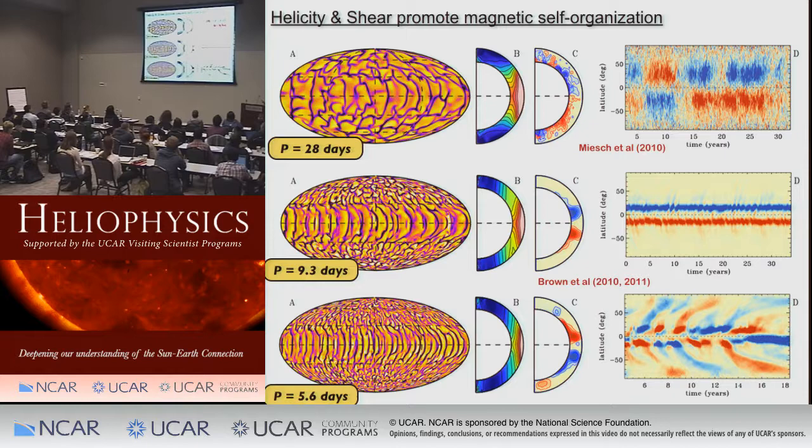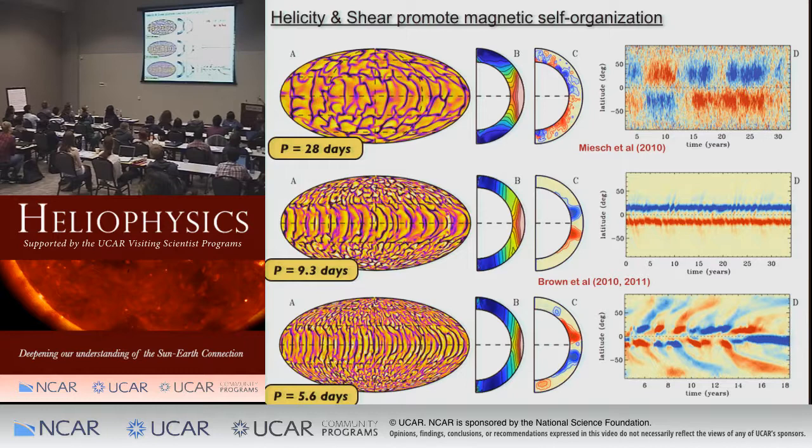This is the mean toroidal field. So they create one sign in the north, another sign in the south. And this is a butterfly diagram, but it's not the radial field at the surface. It's the toroidal field at the bottom. So this is toroidal field averaged over longitude as a function of latitude and time. And then these are three simulations. This is the solar rotation rate of 28 days. This is three times the solar rotation rate.